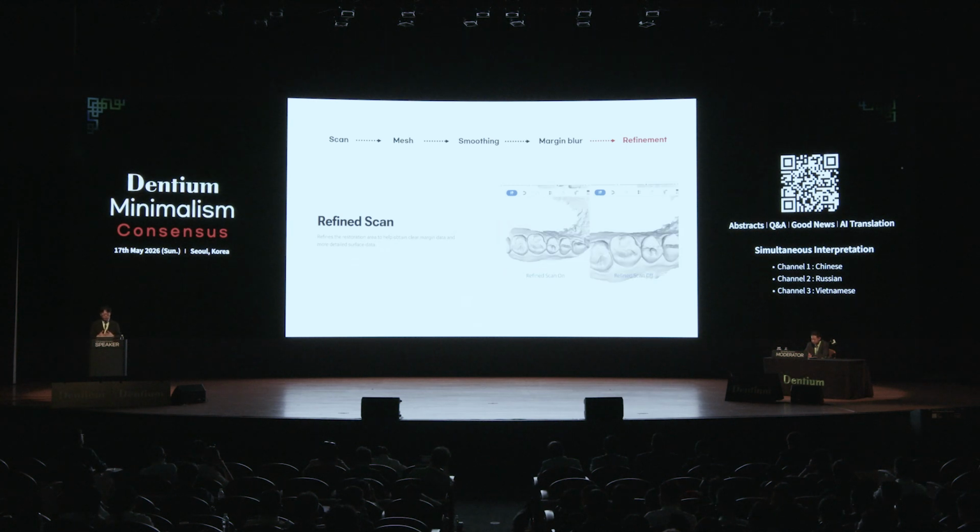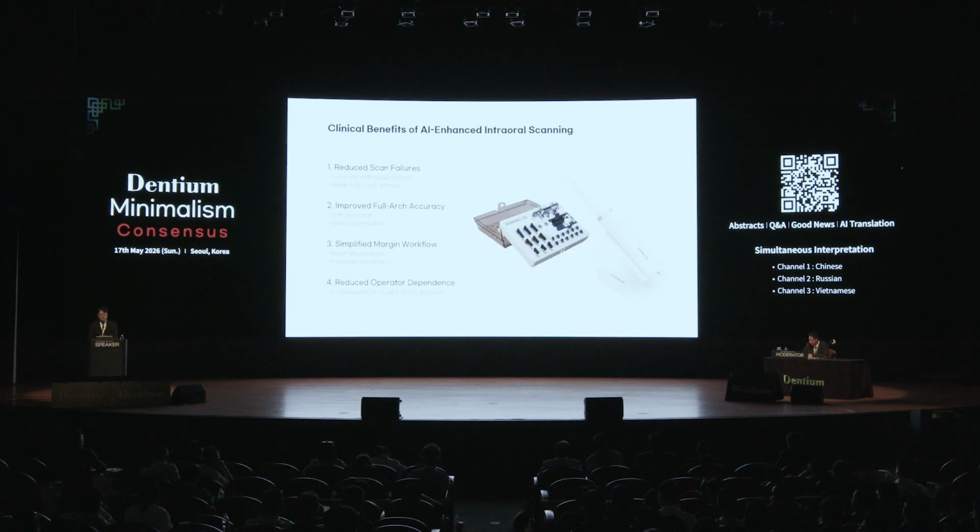It can remove noise and then reconstruct the surface. This is an example of a refined scan. On the left, with refined scan on, you can see the more detailed surface features. On the right, without refinement, the surface looks smoother, but fine details are lost. These are the advantages of using an AI-enhanced intraoral scanner.